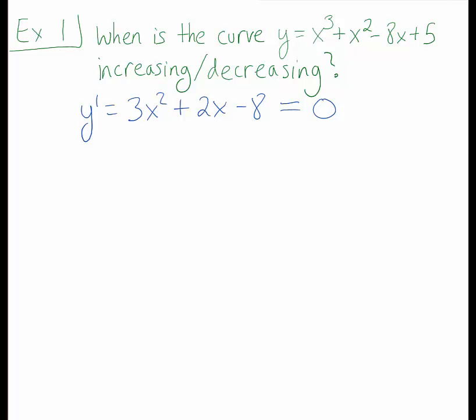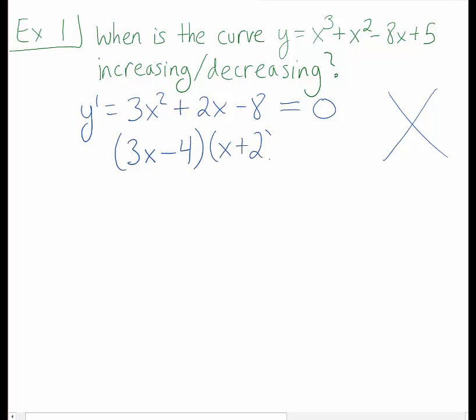So in this case, we're going to have to factor this. You can do your x method. I'm just going to say that when we factor this, we get 3x minus 4 and x plus 2, and that's equal to 0. And I think with your x method, it would be negative 24 and 2.